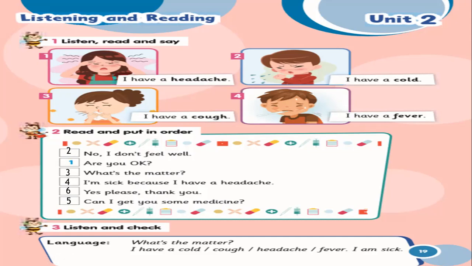These are called the medicine. When you are sick, you take pills and you take injections. The pills and injections are called the medicine.